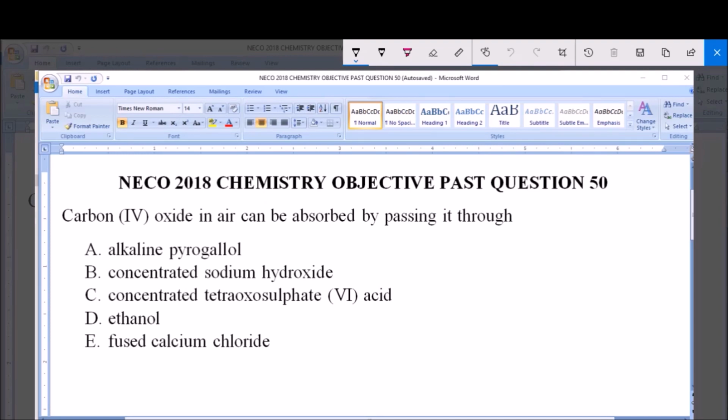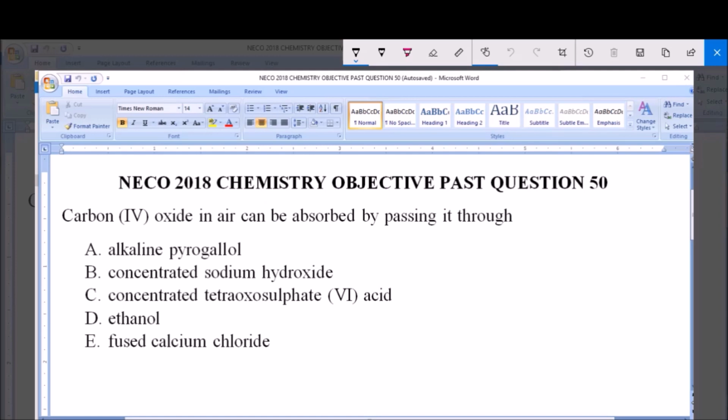I will be answering NECO 2018 Chemistry Objective Past Question 50. Carbon IV oxide in air can be absorbed by passing it through A. Alkaline pyrogallol, B. Concentrated sodium hydroxide, C. Concentrated tetraoxosulfate VI acid, D. Ethanol, and E. Fused calcium chloride.